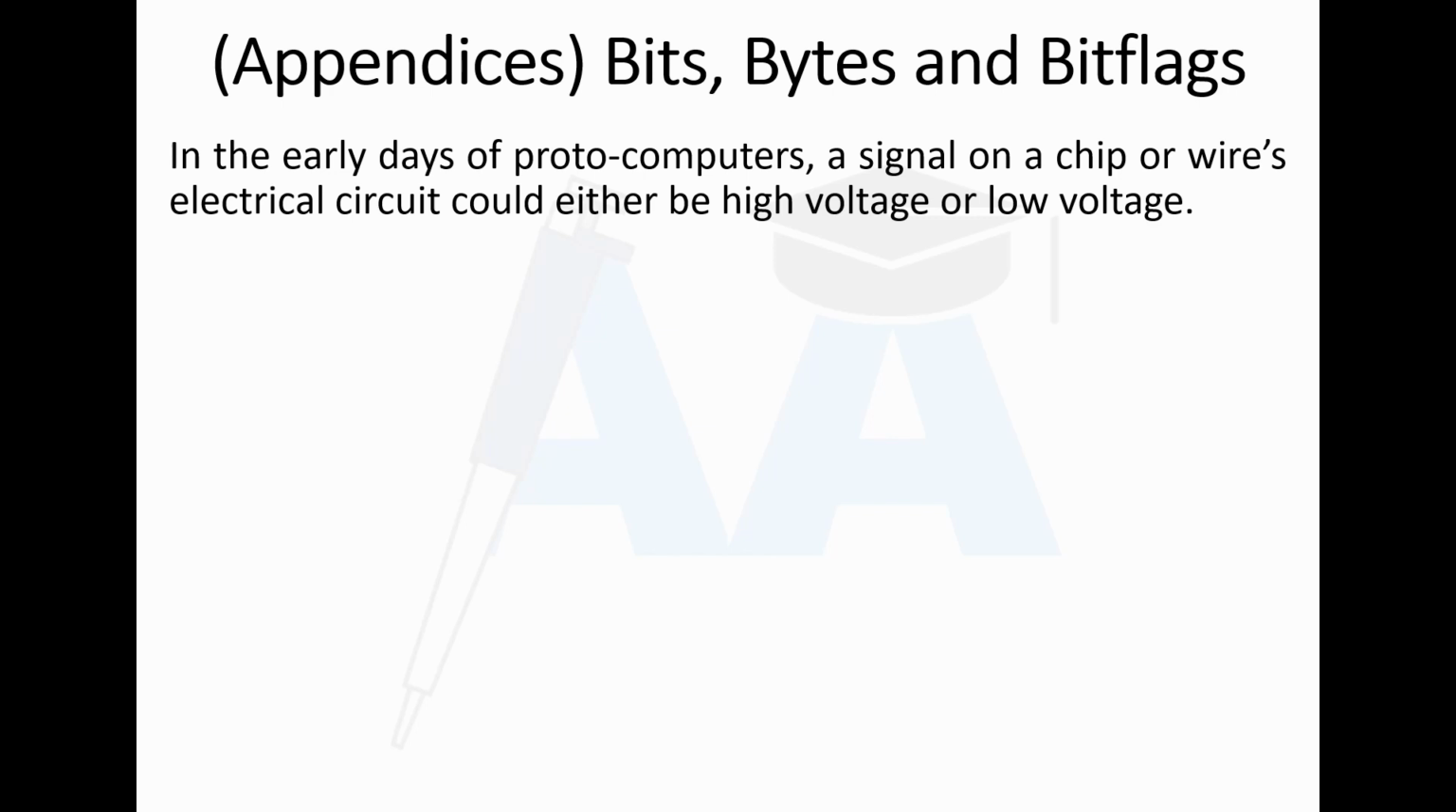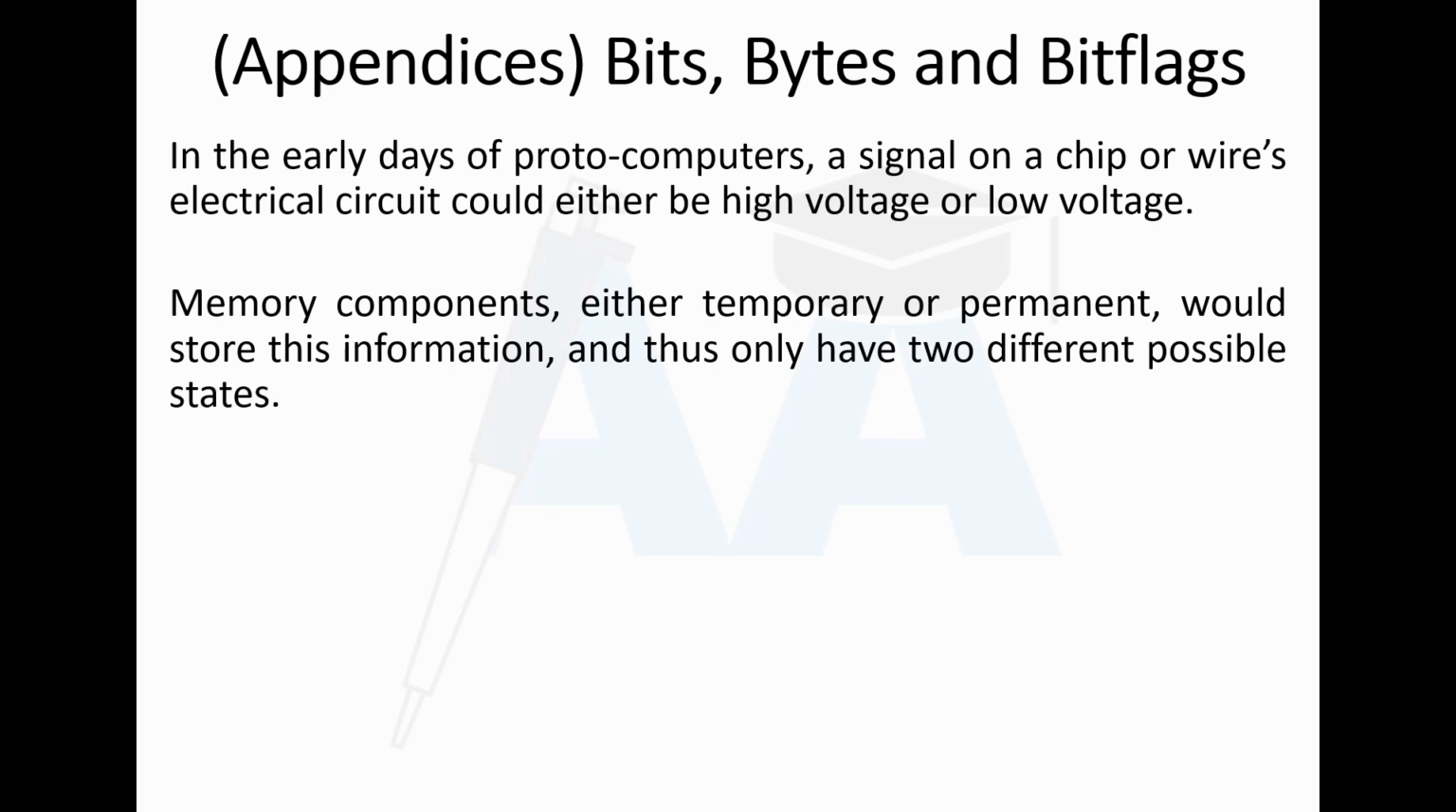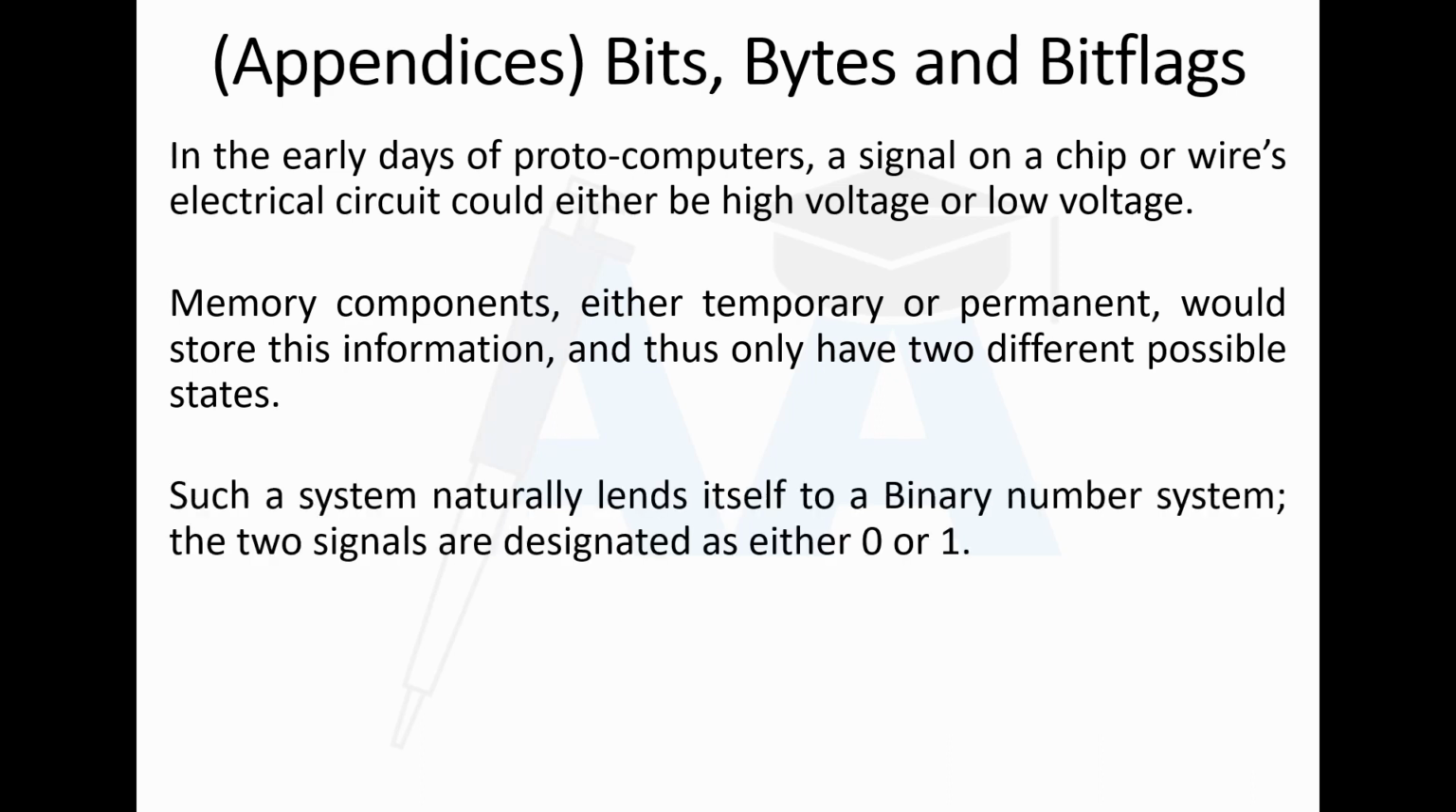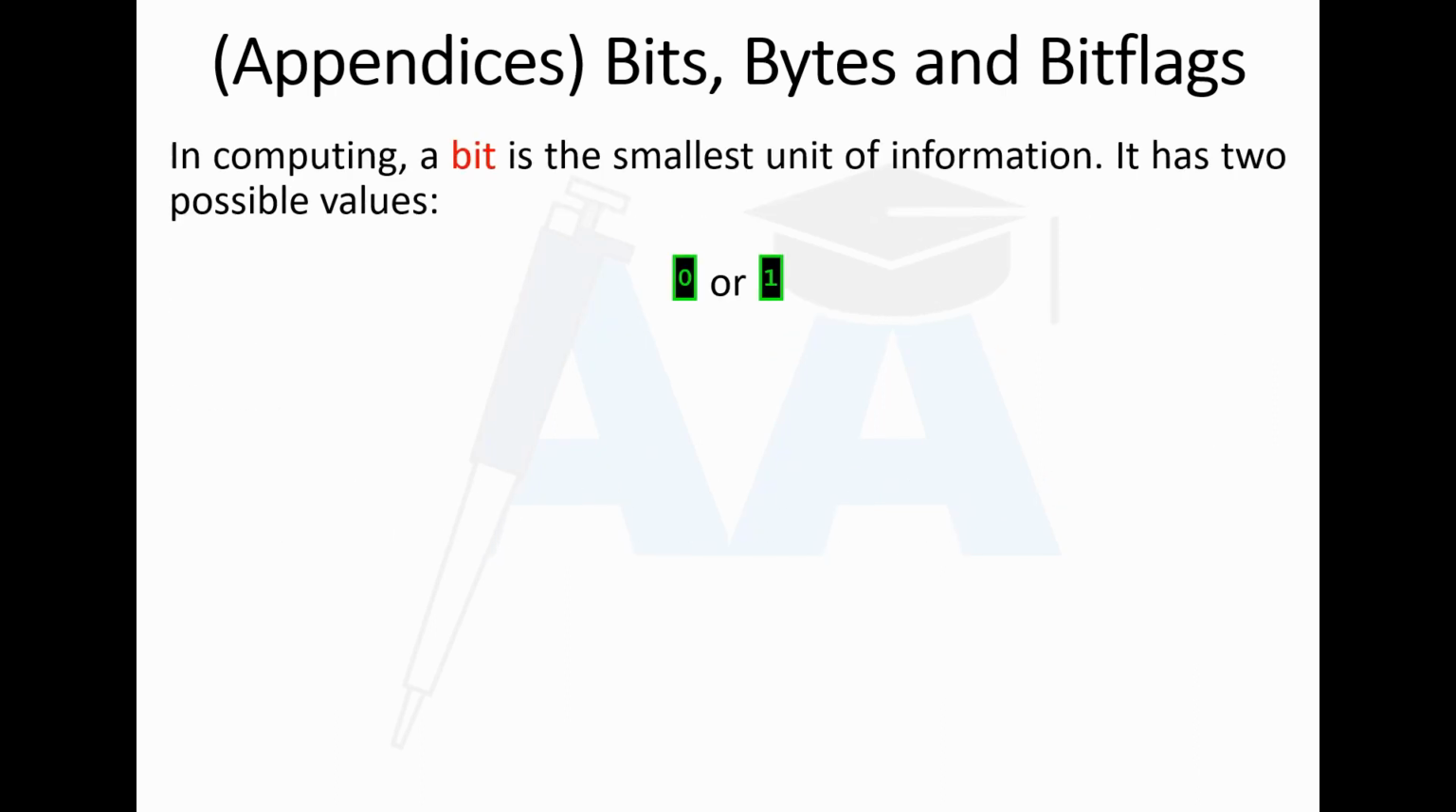In the early days of proto-computers, a signal on a chip or wire's electrical circuit could either be high voltage or low voltage. Memory components, either temporary or permanent, would store this information, and thus only have 2 possible states. Such a system naturally lends itself to a binary number system, with the 2 signals being designated as either 1 or 0. The smallest unit of information in computing came to be called a bit, and it is a unit of information with only 2 possible values, 1 or 0.